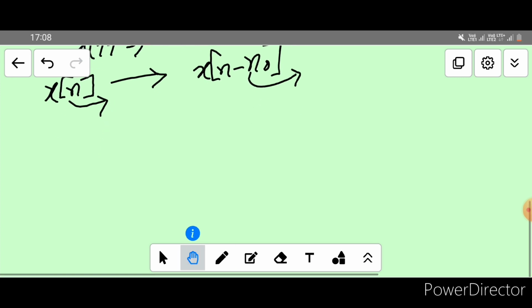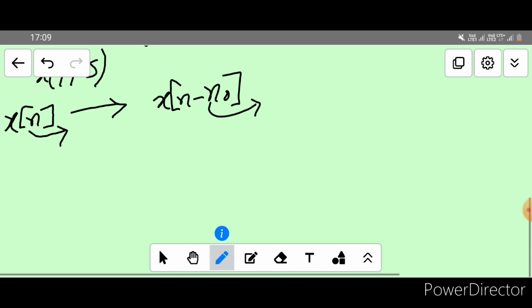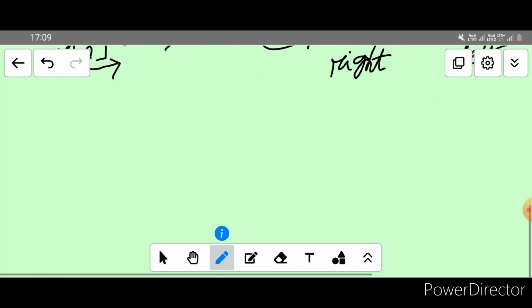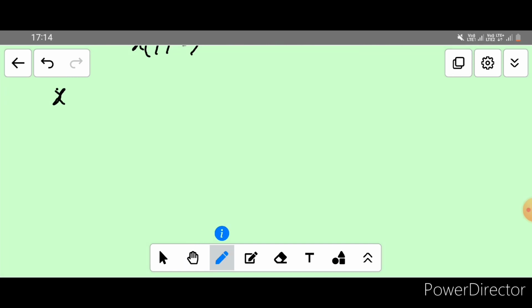So it will be more clear by an example. Also, n naught can be greater than 0 or n naught can be less than 0. If n naught is greater than 0, our x[n] sequence will be shifted to the right side, and if n naught is less than 0, our x[n] sequence will be shifted to the left side. Now it will be more clear by an example. Let us take x[n] as a discrete time signal.